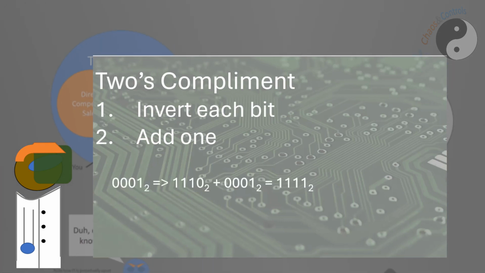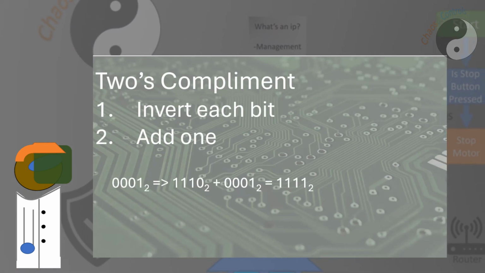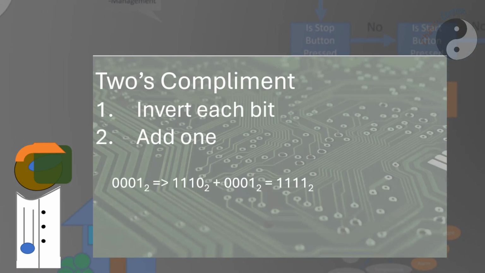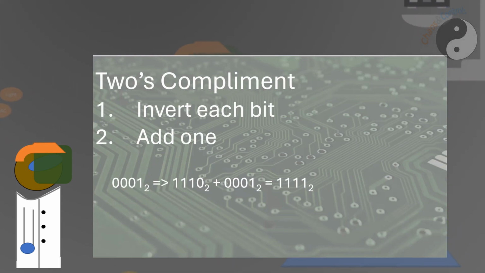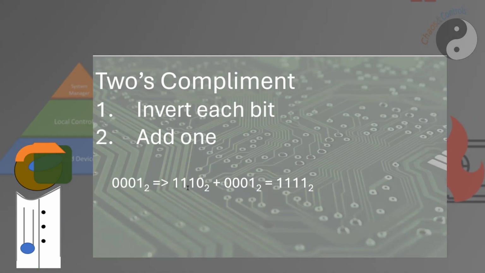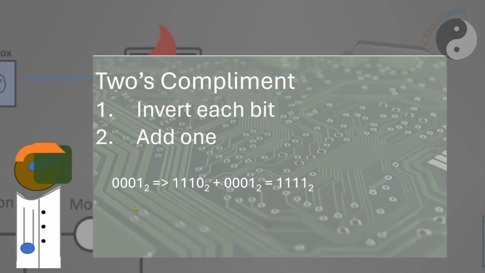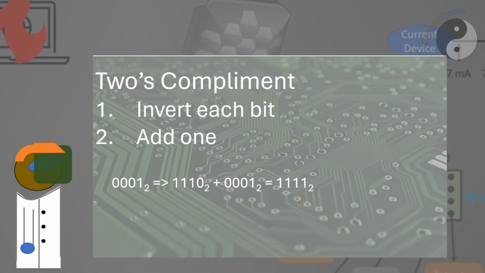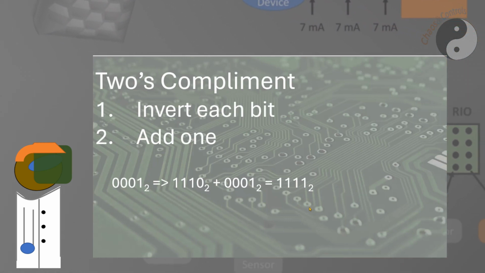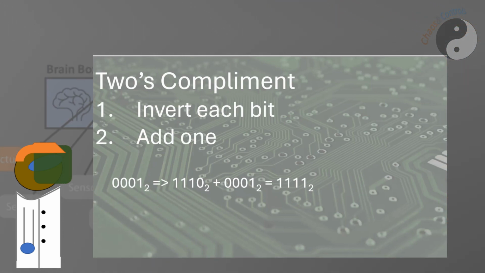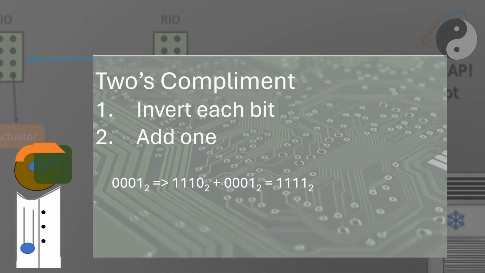But just to take an example, if I had the binary value of positive 1, and I wanted to make this a negative 1, two's complement takes you from positive to negative. So I would invert all of the bits, just like you see here, and add 1. And so positive 0001 in base 2 becomes 1111 in base 2, which would be negative 1 in a two's complement system.